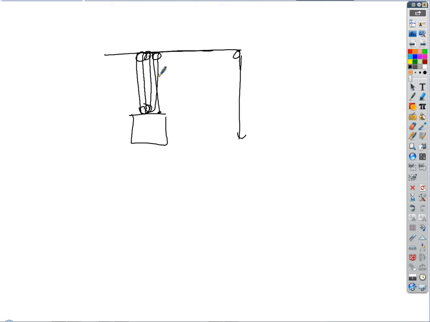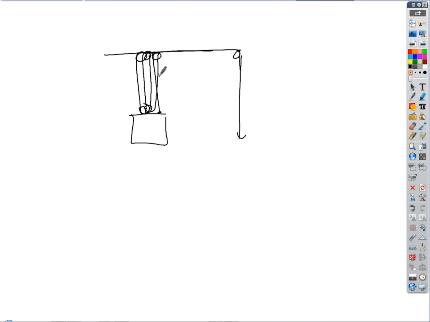But what's the benefit of that? 5 times less force. Plus, I get to use my own body weight. I get to pull down on it and use my own body weight to lift it up, right? So that's hugely advantageous. So then if we want to calculate the ideal mechanical advantage of a block and tackle system or a pulley system, what do we do? It's really simple. 1, 2, 3, 4, 5.